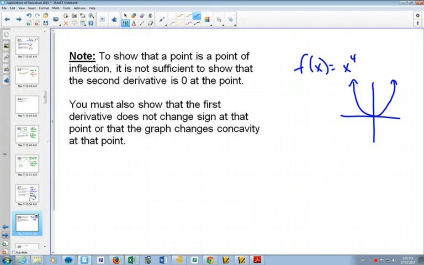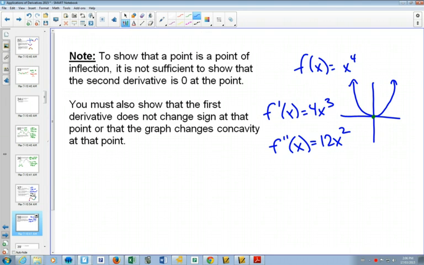Now this is an easy one to do the derivative, right? F prime of x would be 4x cubed. And it's pretty easy to see that at 0 you have a minimum. And it's pretty easy to solve that. If you were to take the second derivative here, that's also pretty easy to do. You get 12x squared, and it's pretty easy to see that 0 works there as well. Can you see that? But this is always concave up.